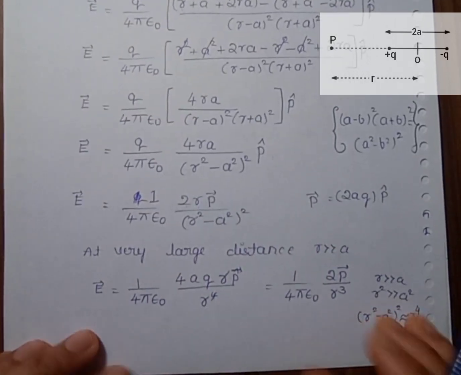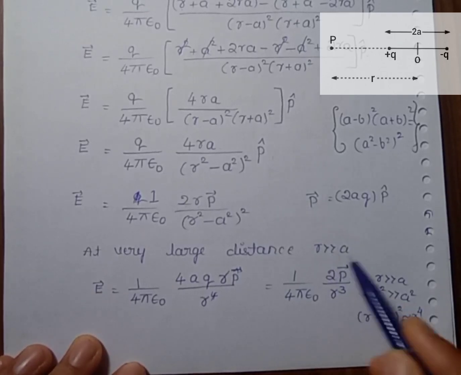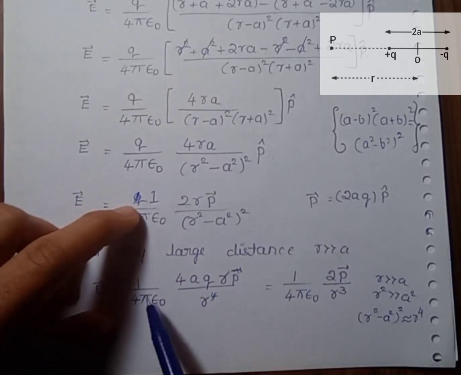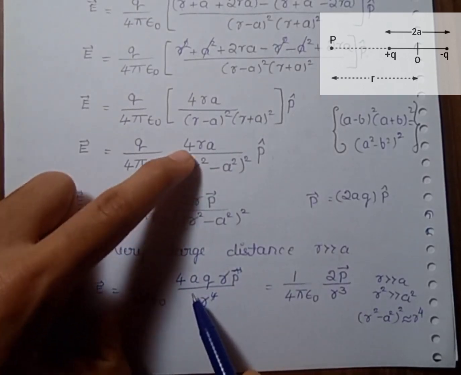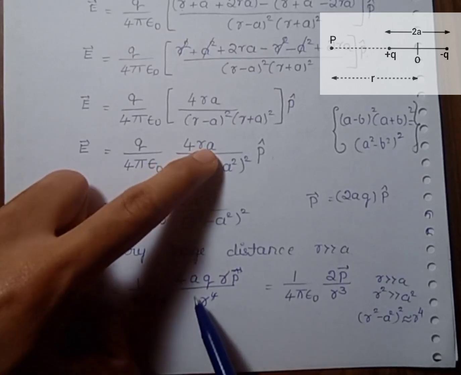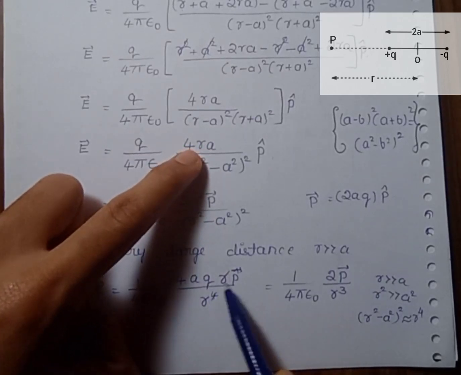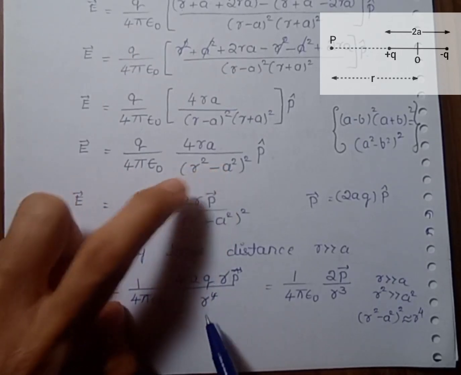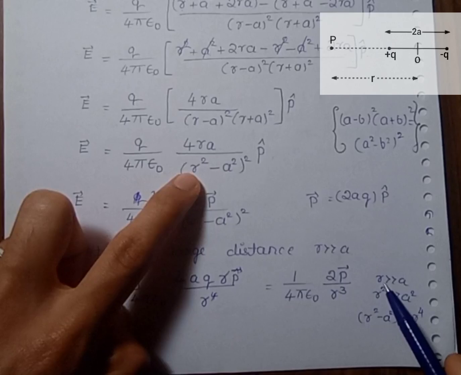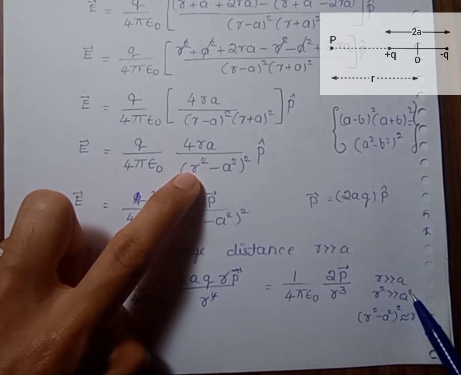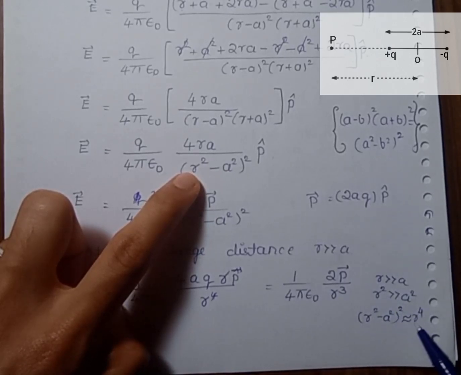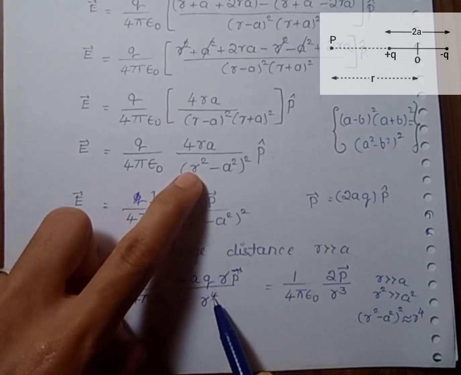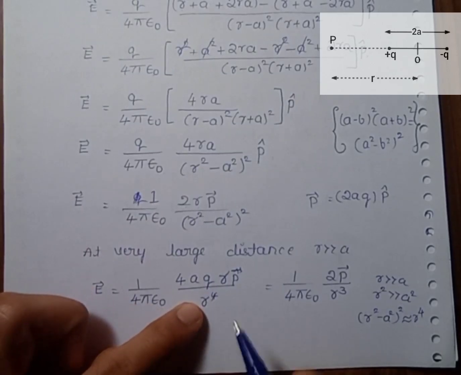At very large distances, R is very much greater than A. So in those cases, what will we get? E is equal to 1 divided by 4 pi epsilon naught, same as before, 4aq R into vector P divided by... R is very much greater than A, so R square is greater than A square. R square minus A square whole square can be nearly equal to R to the power of 4. In place of this value we write R to the power of 4.